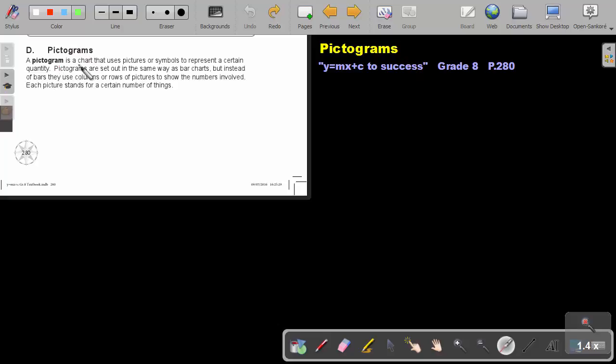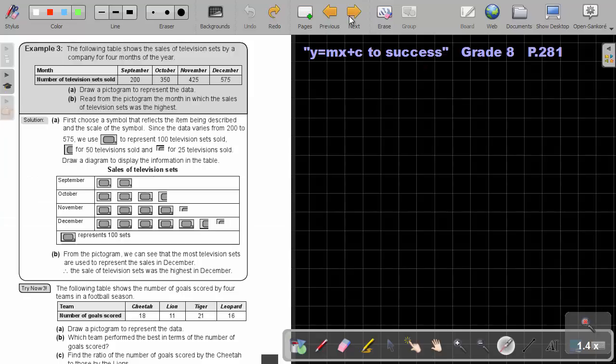A pictogram is a chart that uses pictures or symbols to represent a certain quantity. Pictograms are set out in the same way as bar charts, but instead of bars, they use columns or rows of pictures to show the numbers involved. Each picture stands for a certain number of things. Let's look at an example.